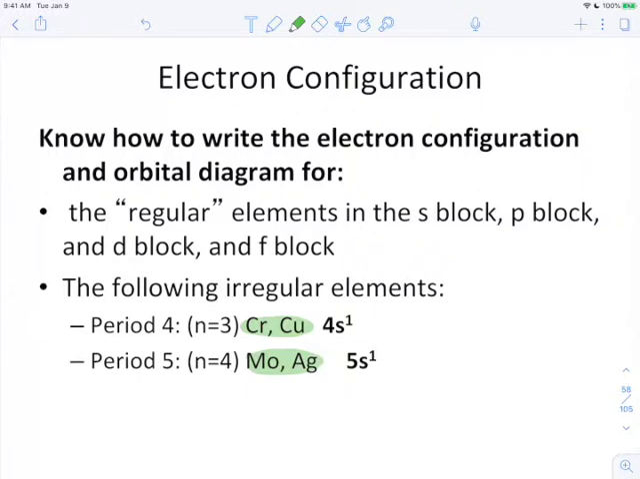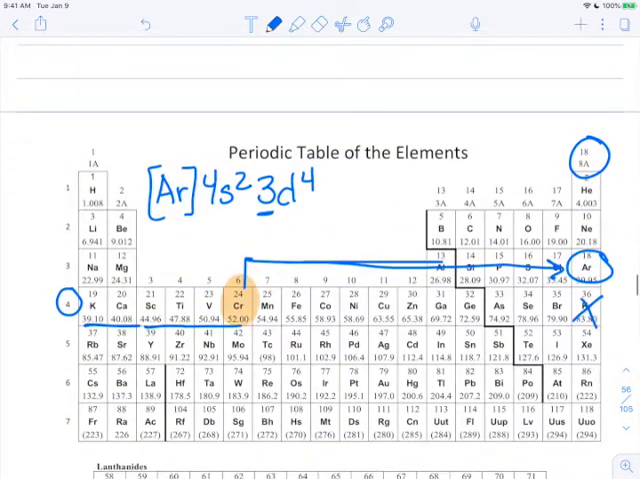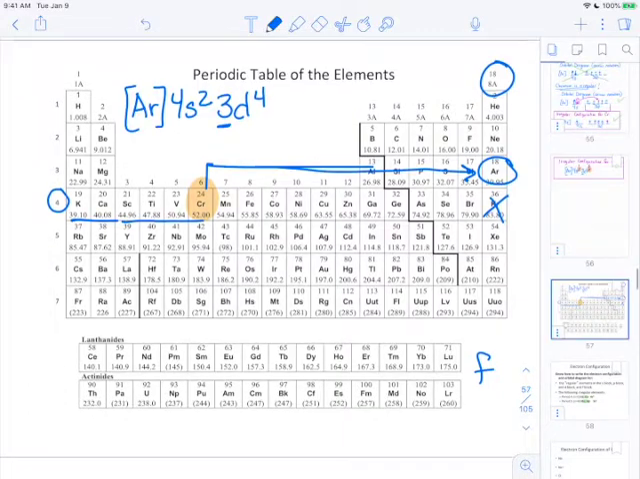So what you are responsible for will be regular elements in the s and p, d and f, plus these 4. So any regular element I could give you, and these 4 irregulars I could give you. Questions on anything here? Anybody need this slide for a little longer? Okay. So let's talk a little bit more about these irregulars.